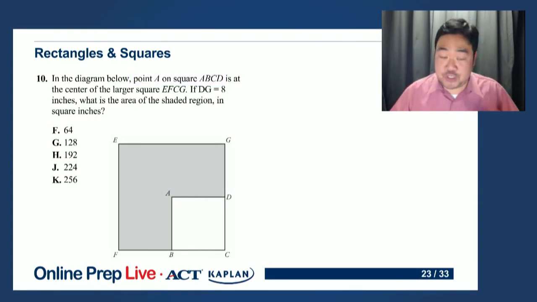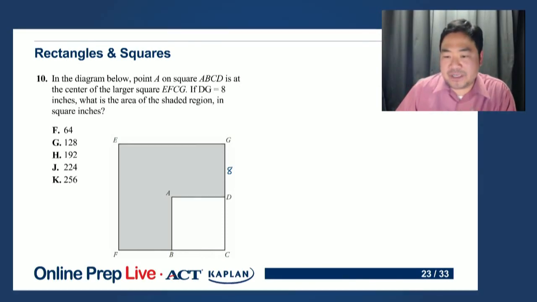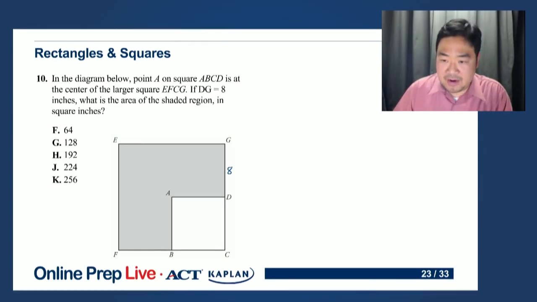So what do we know for sure? We know that DG is equal to 8, so we can absolutely label that. But what else do you notice here? There's a reason why they tell us point A is the center of the bigger square. Well, if it's at the center, or literally right in the middle, that tells us some information about the rest of the figure.